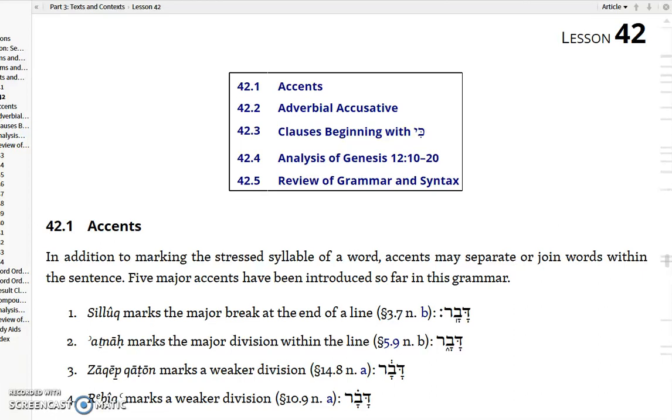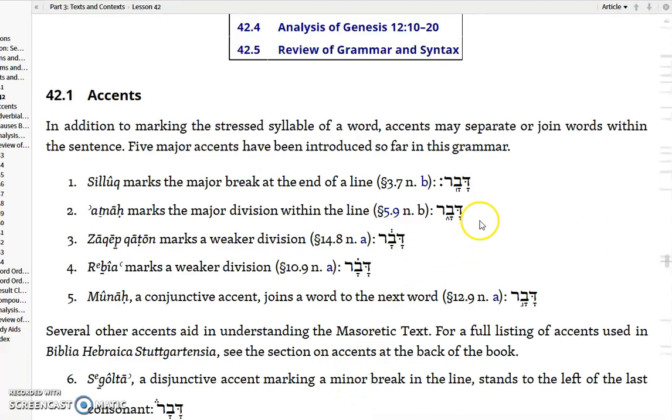We will now go over lesson 42 in Ross, and this is going to emphasize the accents. In addition to marking stressed syllables of a word, accents may separate or join words within a sentence. So far, there have been 5 major accents introduced in the Ross grammar.